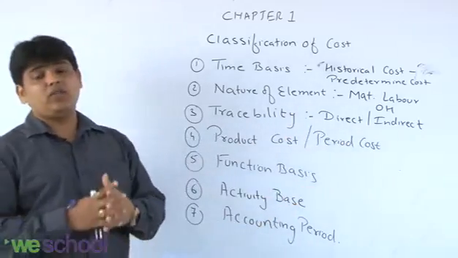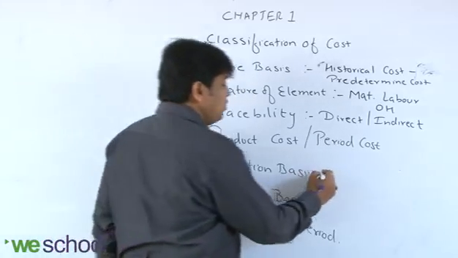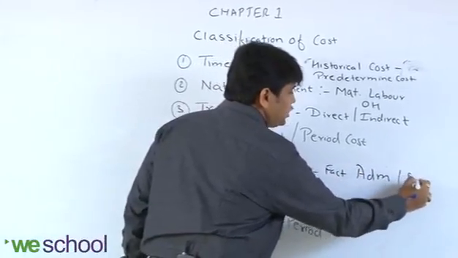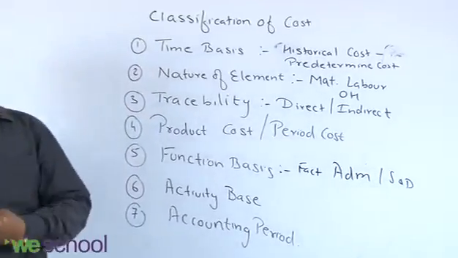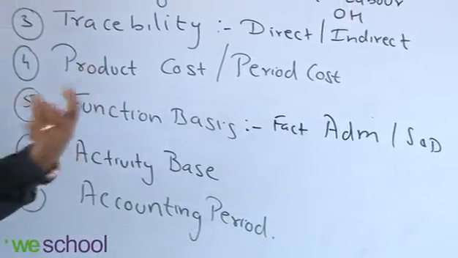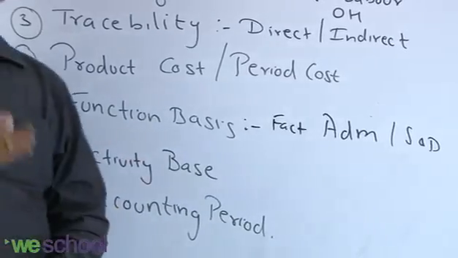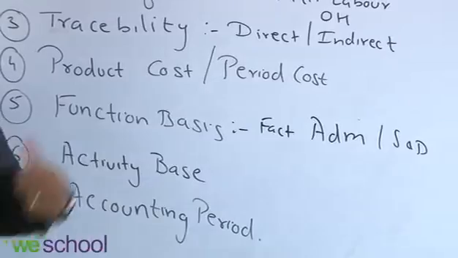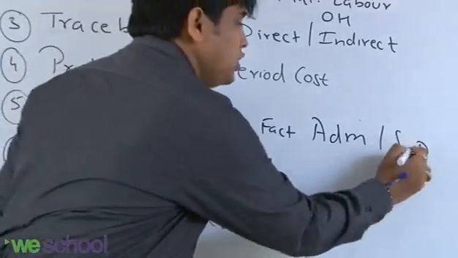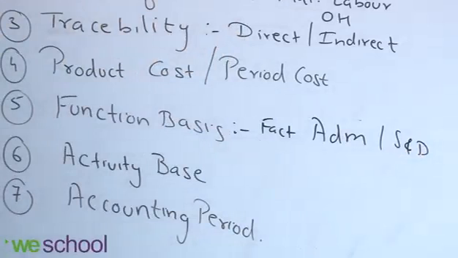Then we have cost classification on the basis of function. On the basis of function, we divide the cost into factory, admin, and selling and distribution: production function, administrative function, selling and distribution function. So we are bifurcating the expense into factory or production expense, administrative expense, which is called admin expense, and selling and distribution expense. The function can also be classified as research and development, so some companies classify their cost on that basis also.